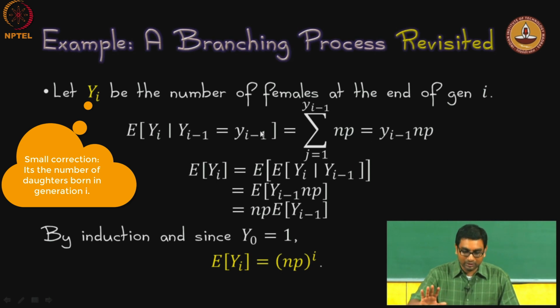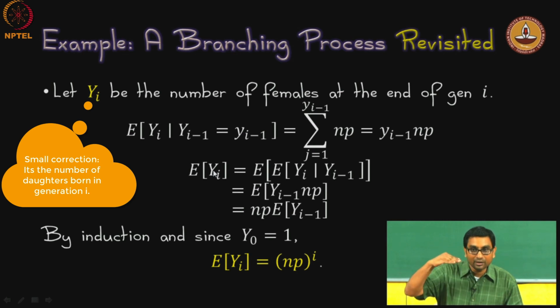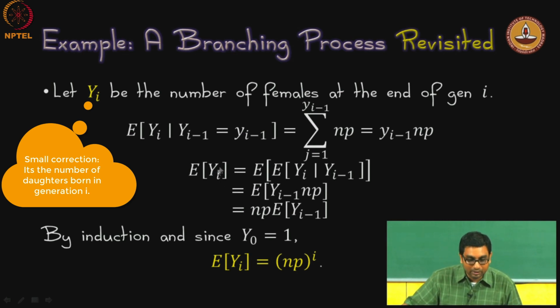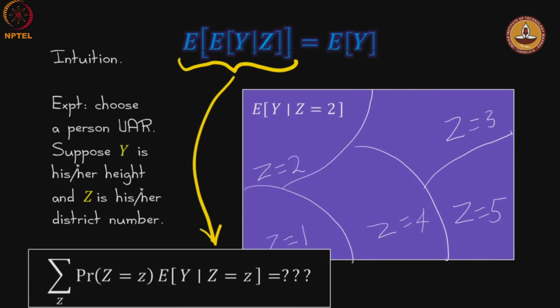So, now let us hang on to that. What we want is the expectation of Yi, and notice there is no conditioning here. We just want to look at the ith generation and ask what is the expected number of daughters at the end of the ith generation. And this is where we go back to the claim that we have here.